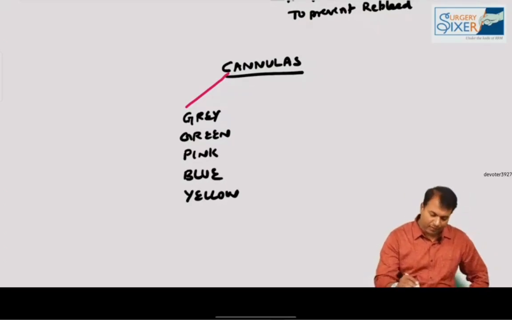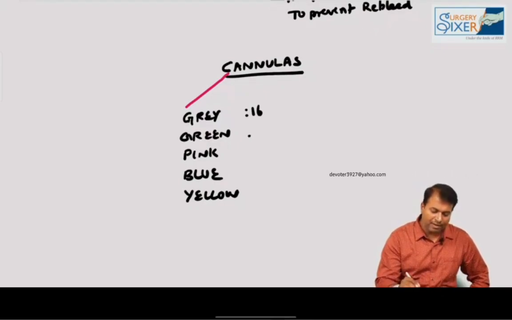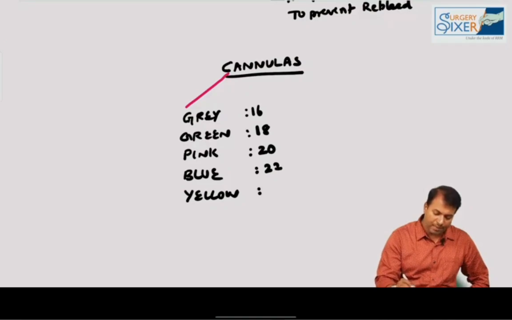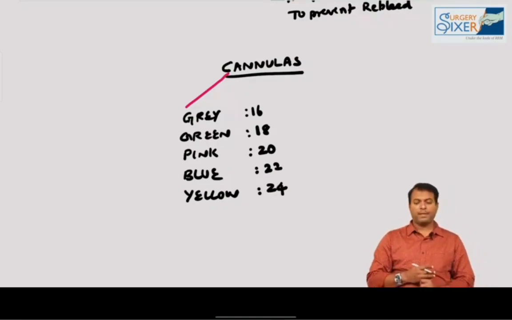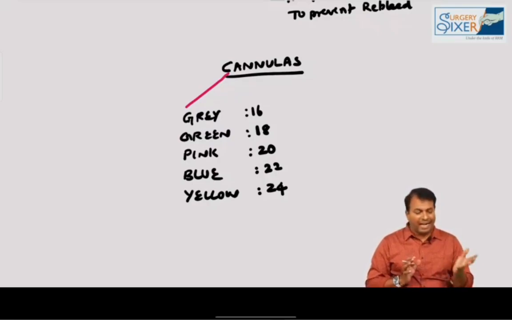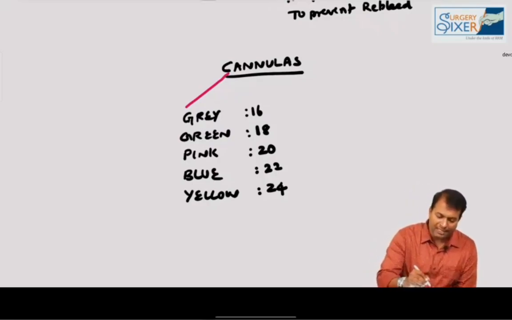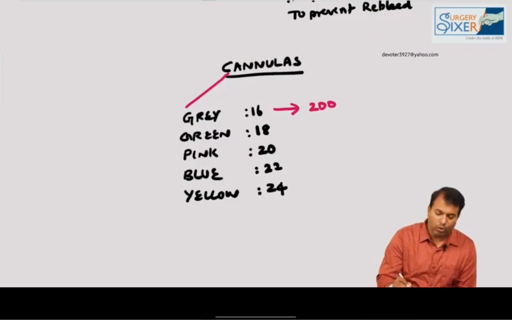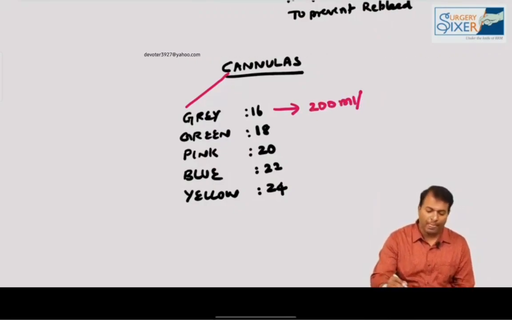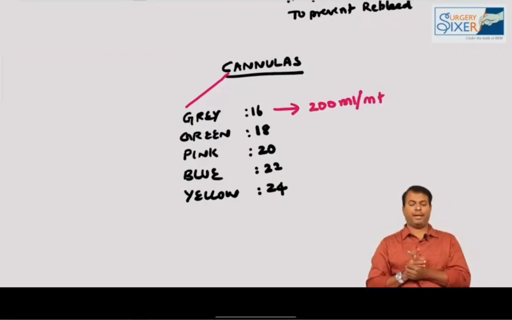So what is the size of each? Grey Venflon is 16 gauge, green Venflon is 18 gauge, pink is 20 gauge, blue is 22 gauge, yellow is 24 gauge. So that is a repeat question in the exam. To infuse maximum IV fluids in a dehydration patient or a diarrhea patient, what is the best cannula? Answer is grey Venflon, through which we can infuse 200 ml per minute. So in dehydration and diarrhea, the best Venflon is the grey Venflon, infusing 200 ml per minute.